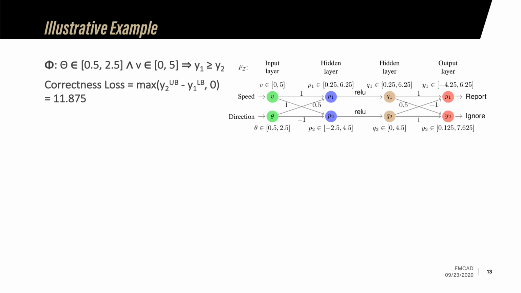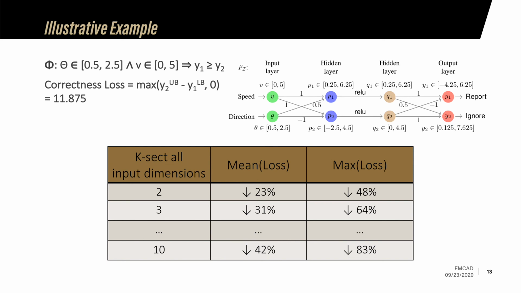To do that, a coarse universal abstraction might work for certain local properties, but it may not generalize to broader properties as seen in the example here. So recall that 11.875 was the computed correctness loss for the illustrative example. However, if we simply do a bisection along all input dimensions, the average of this correctness loss in the resulting pieces would reduce by 23%, while the maximum of the correctness loss in the resulting pieces will reduce by even 48%.